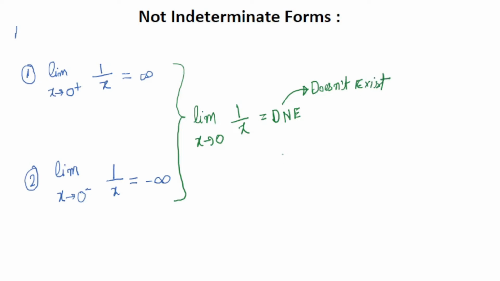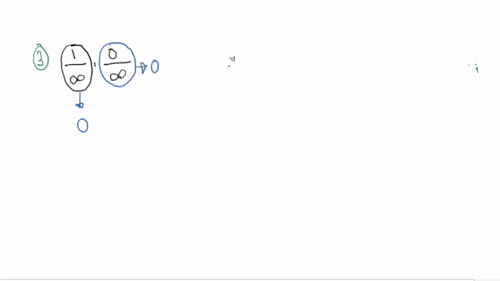Okay, let's see the third property we need to remember. If you get 1 upon infinite or 0 upon infinite in any question, then 1 upon infinity is basically 0, and 0 upon infinite is also 0. But this is not related to any indeterminate forms.